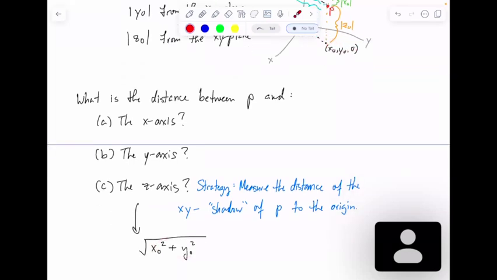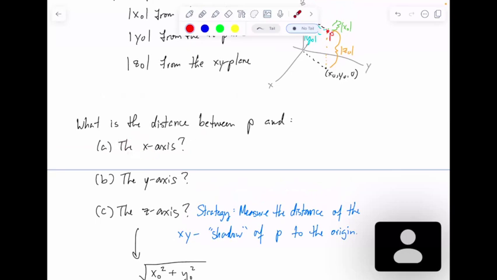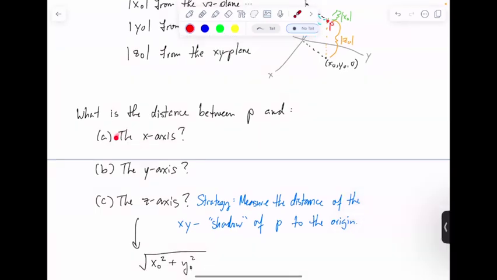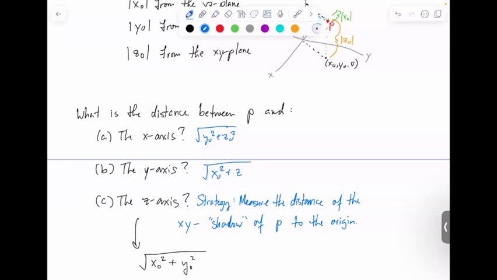All right, so would someone like to volunteer what the distance from the x-axis is? In this case, from the x-axis, you just want y naught squared plus z naught squared. And for the y-axis, it's going to be x naught squared plus z naught squared.